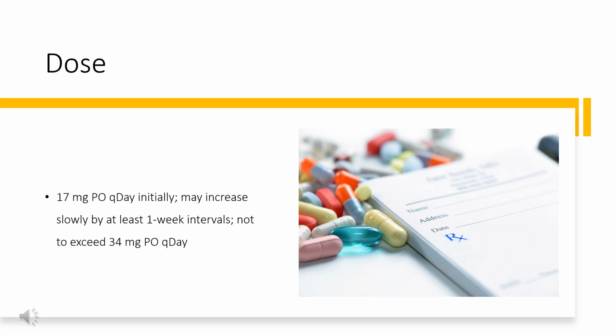Coat-core ER tablets, generic, old Sular formulation: 20 mg PO q day initially, may increase slowly at intervals of at least 1 week, not to exceed 60 mg per day.